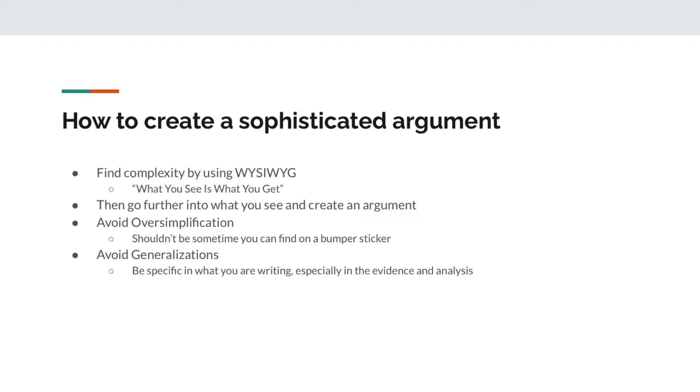Then you need to avoid oversimplification, which means that your claim shouldn't be something that you can find on a bumper sticker or a Hallmark card. It should be something that has meaning and that can be easily backed up. You should also avoid generalizations and be specific in what you are writing, especially in the evidence and analysis. This is the most important part of your text, and without it, there's really nothing to write about.